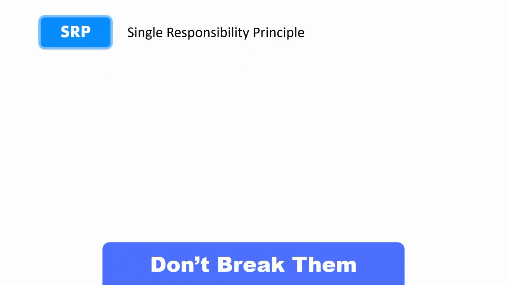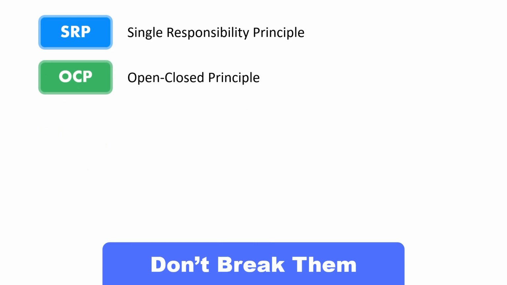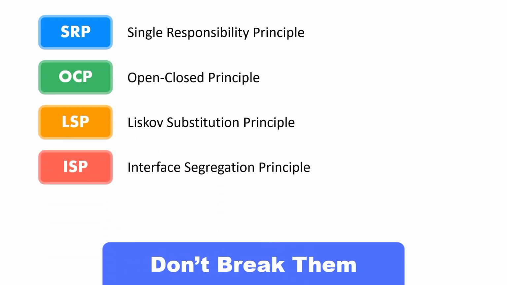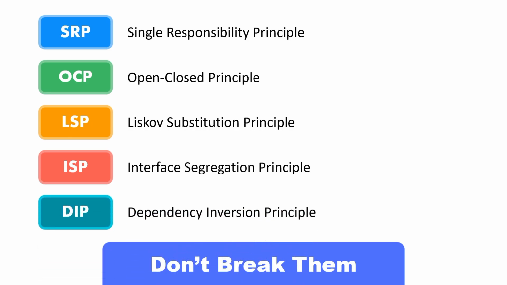The SOLID principles were introduced by Robert C. Martin in the early 2000s as a set of guidelines to create cleaner and more scalable software. They have become widely adopted in the programming world, making them essential for any developer's toolkit. Those principles are Single Responsibility Principle, Open Close Principle, Liskov Substitution Principle, Interface Segregation Principle, and Dependency Inversion Principle.